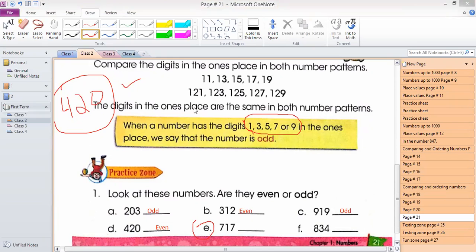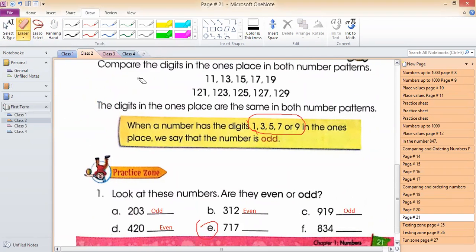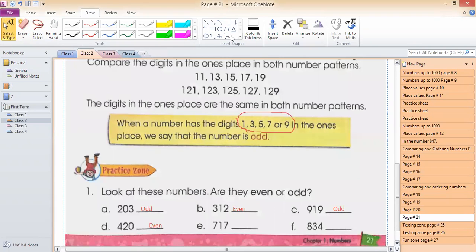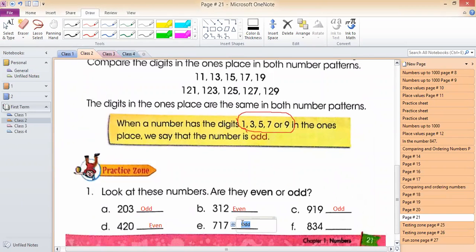Let's take one student. Amir. Yes, sir. 717. Even number or odd number? Odd. How do you know? Because the last digit is 7 and 7 is an odd number. Right? That's very good. So the answer is, guys, odd number because 7 is the last digit and 7 is an odd number. So write odd.